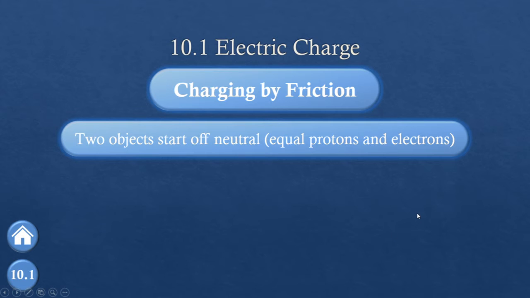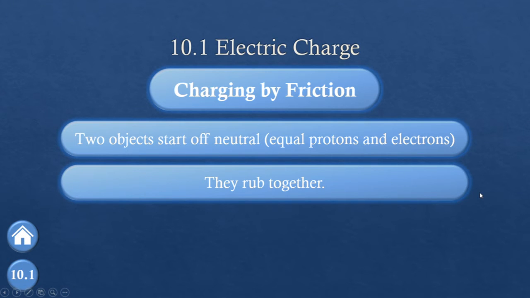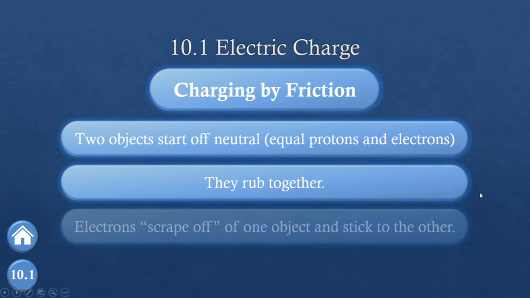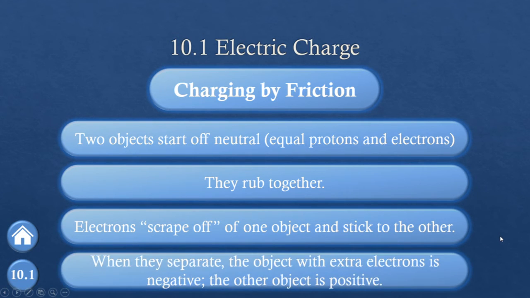We start off with 2 objects that are neutral, which means they have equal numbers of protons and electrons. We bring them together and they rub against each other. As they're rubbing together, electrons can scrape off of one object and stick to the other. And then when they separate, whichever object got the extra electrons, that one's going to be negatively charged, and whichever object lost electrons is going to be positively charged.